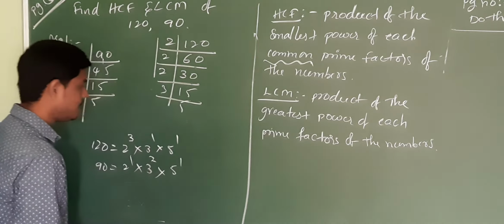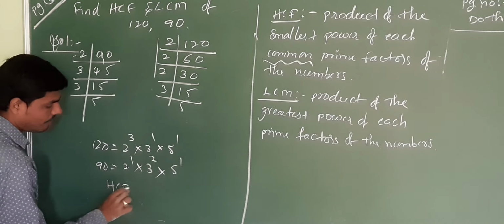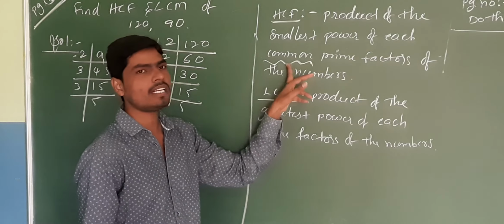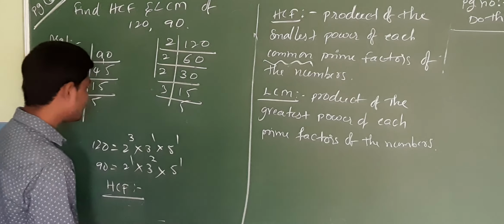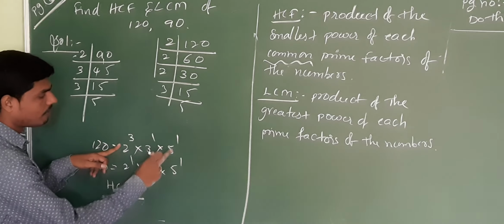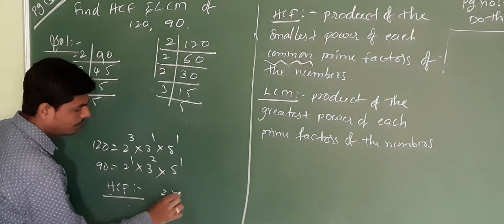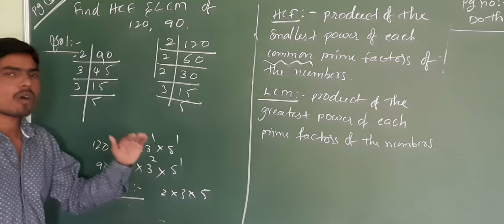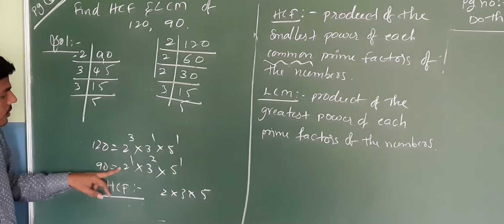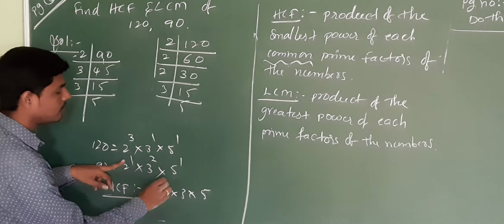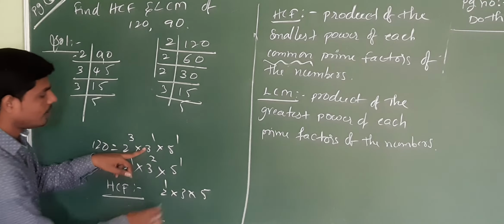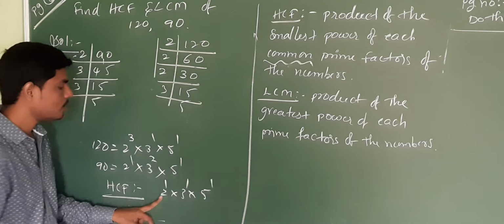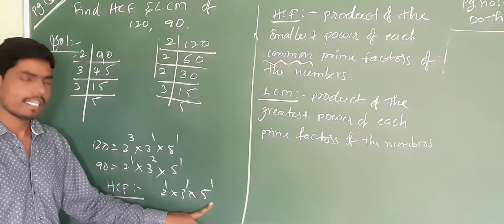For finding the HCF: smallest power of each common prime factor. What is common here? 2 is there, 3 is there, 5 is there. All are there: 2 into 3 into 5. All you take, but you should take the smallest power. In this, for 2, which is smallest? 2 power 1. For 3, which is smaller? 3 power 1. For 5, both are the same, right? So you can take 1. 2 into 3 into 5 is the HCF.